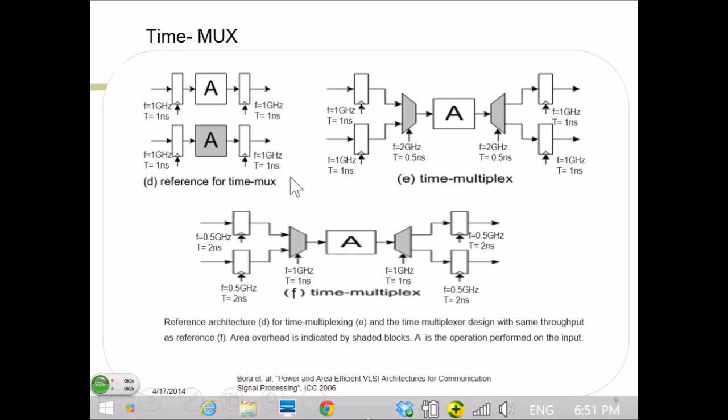Another way I can do this is to multiplex for the same speed as this original block, but then I need to operate the two input streams at a slower frequency. So the effective throughput is reduced. So if you want more throughput, you can bump up the frequency, or if you are okay with the reduced effective throughput, you can keep the same frequency on the block.